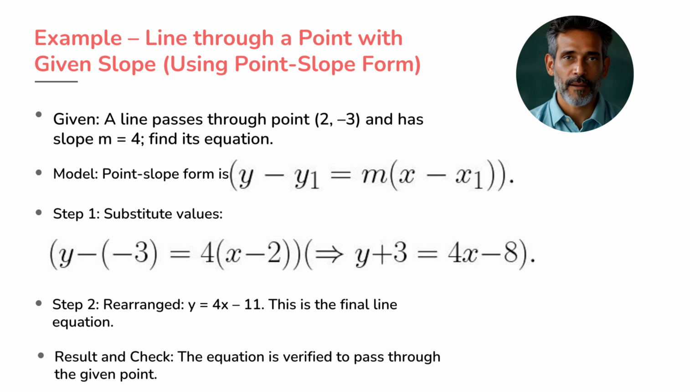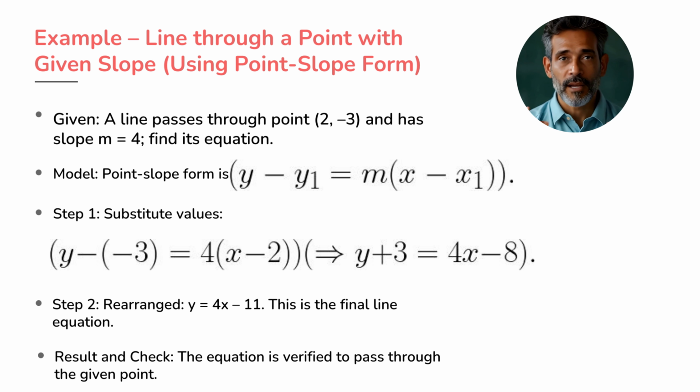Time for an example. Suppose a line passes through the point with coordinates 2, -3 and has slope m equals 4. Let's find its equation. We use the point slope form y minus y1 equals m times x minus x1. So, plugging in values, y minus -3 equals 4 times x minus 2. That simplifies to y plus 3 equals 4x minus 8. Rearranging, we get y equals 4x minus 11. This is the final equation.